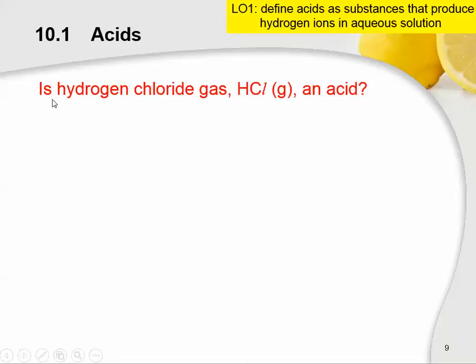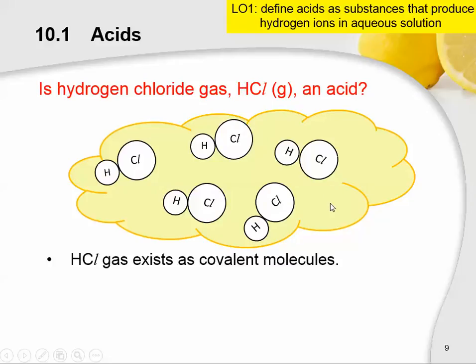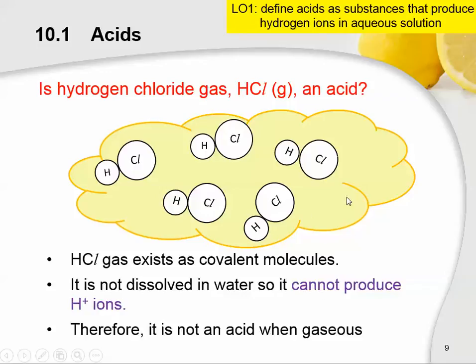Now, is hydrogen chloride gas, HCl (g), the symbol g means gas, an acid? Now this hydrogen chloride gas, as you can see, exists in molecular form as HCl molecules. So they exist as covalent molecules. It is not dissolved in water, so it cannot produce H+ ions. Therefore, this is HCl gas, but it is not an acid when it's gaseous.